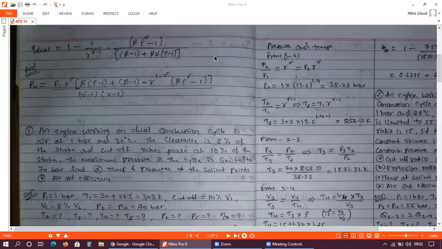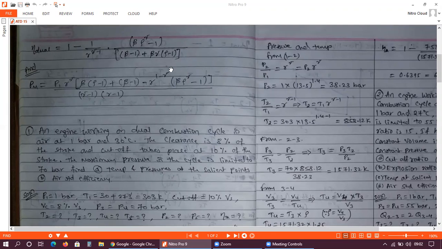Hello, good morning, everyone. Today we'll discuss again a few more problems related to the dual combustion cycle, right? As you can see, the expression for the efficiency of the dual combustion cycle is given by 1 minus 1 divided by r raised to gamma minus 1, multiplied by beta into rho raised to gamma minus 1 divided by beta minus 1 plus beta gamma multiplied by rho minus 1. Okay, so this is the expression for the efficiency of the dual combustion cycle.